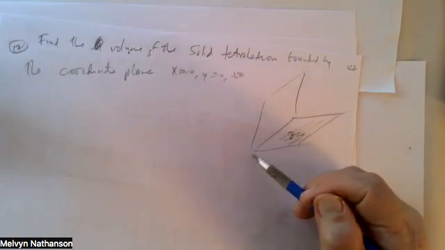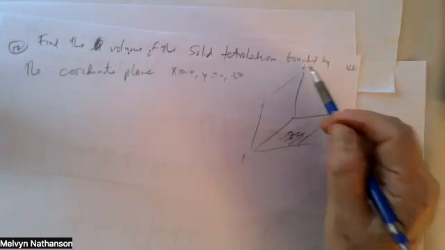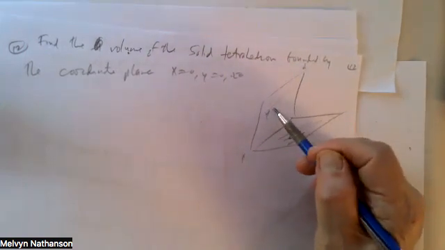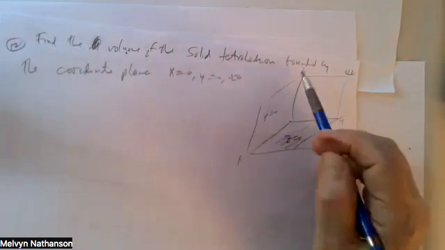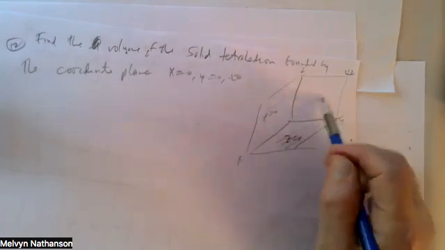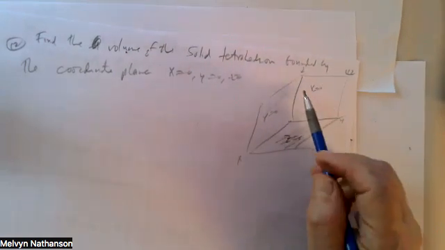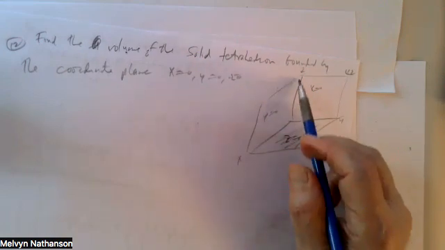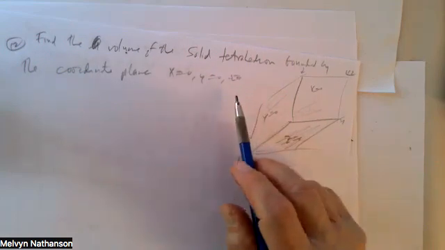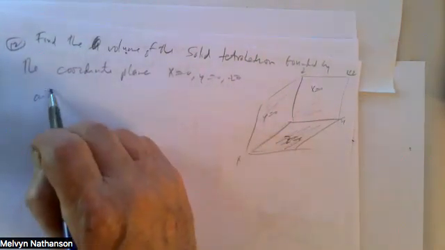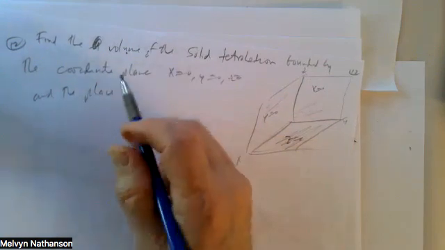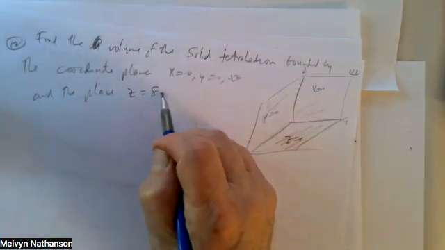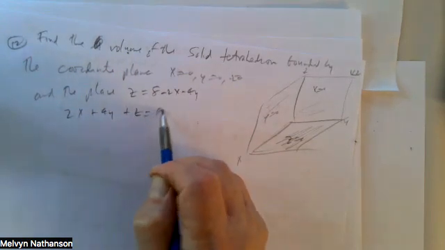The xz plane is the coordinate plane y equals 0. And the yz plane is the coordinate plane x equals 0. So we're looking at the first octant, bounded in by these three coordinate planes and the plane z equals 8 minus 2x minus 4y, or 2x plus 4y plus z equals 8, right?